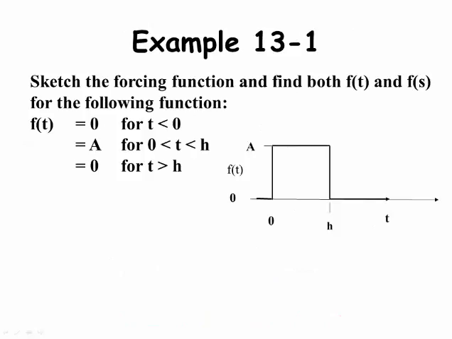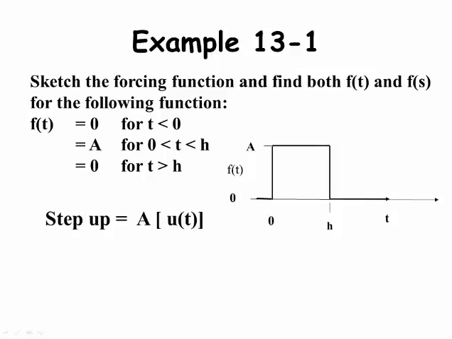Here is example 13-1 from the course packet. We have a positive pulse. The value of the function f for time t less than 0 is 0. Then from time t equals 0 to time t equals h, the value of the function is a. Then at time t greater than h, the value of the function is equal to 0 again. The first step is to draw the function. The second step is to write the expression for each change.